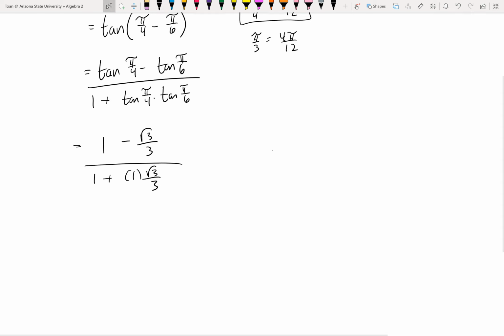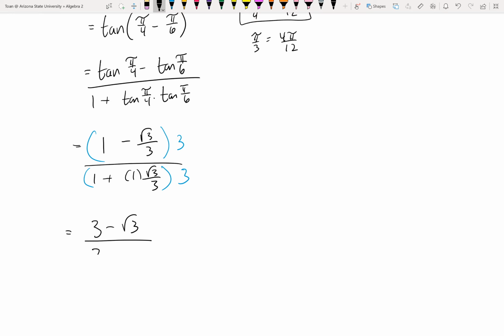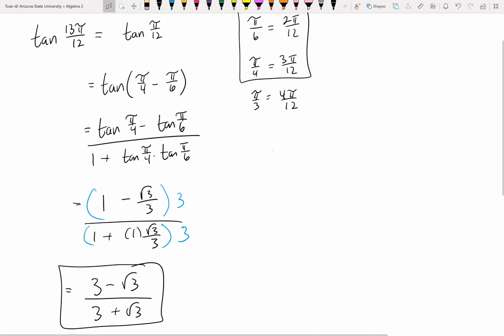This is a compound fraction, so let's clear the fraction by multiplying everything by the LCD, which in this case is just 3. And if you do that, we get 3 minus radical 3 all over 3 plus radical 3, and that was one of the options. So there we go. That's the exact value of tangent of 13 pi twelfths.